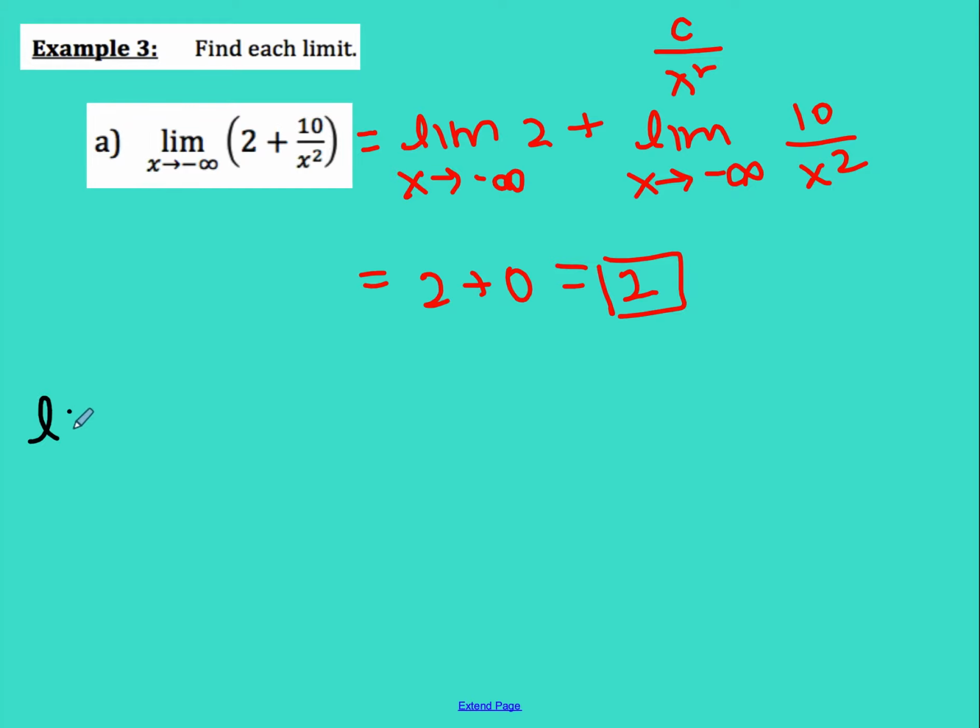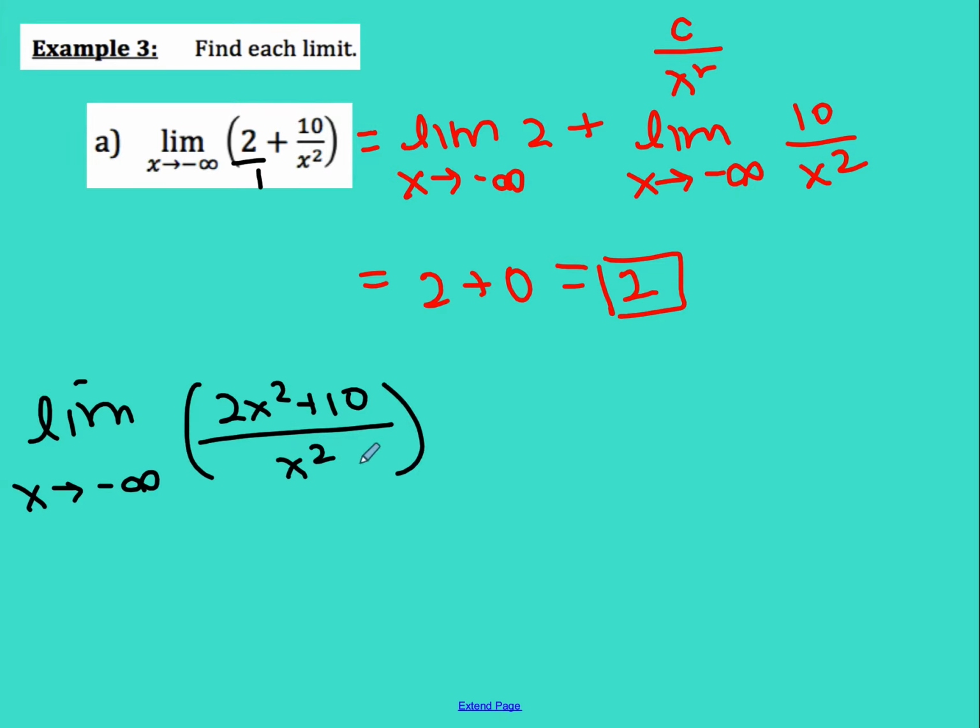That's one way to think about it. Once we get moving through more limit problems, if you forget about that, you can break it apart that way. So if you do, the first thing you might do is get a common denominator. I'm going to rewrite this with a common denominator. We would have to multiply by x squared, so we'd have 2x squared plus 10 all over x squared. Now this function is not in the form of a constant in the numerator. Since it has that x squared, it's not just a number, it's changing.